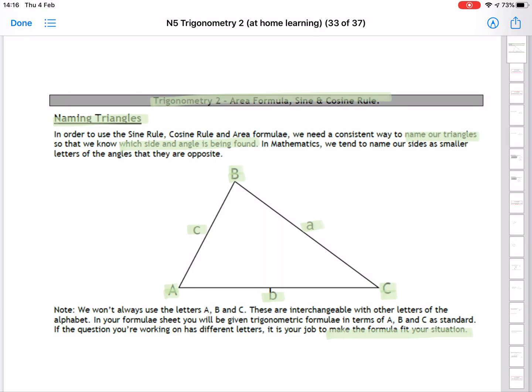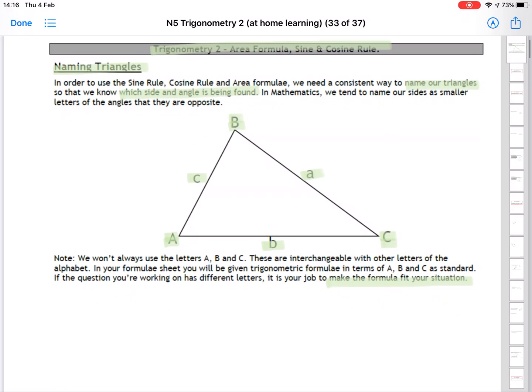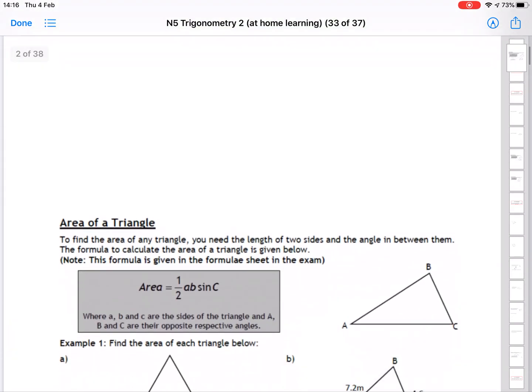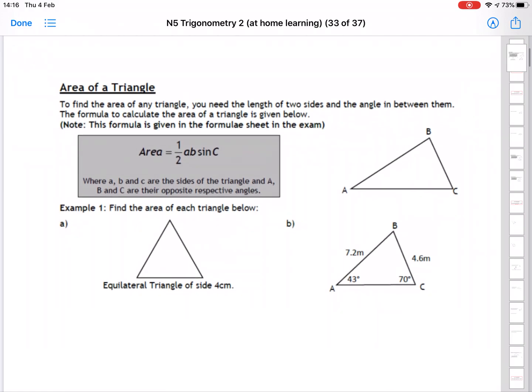Let's have a wee look at the first part of this topic, which is using what's called the area formula to find the area of a triangle. Here we have our formula. To be able to find the area of any triangle, so this will work for any triangle at all, we need the length of two sides and the angle that's in between those two sides. If you have those three pieces of information, we can use the formula to find the area of that triangle.